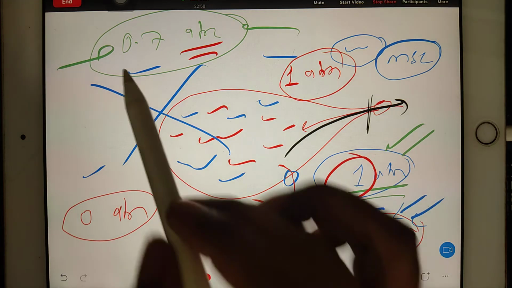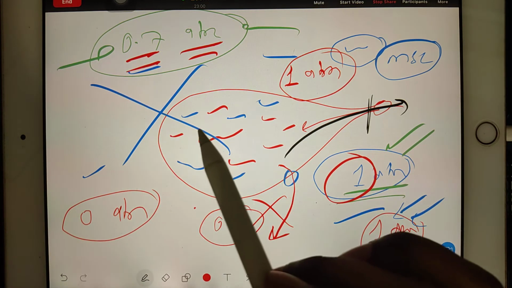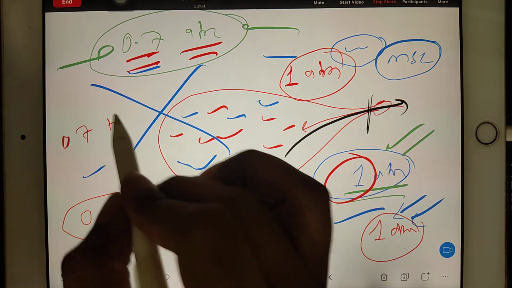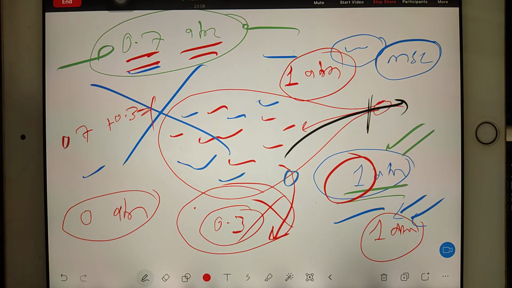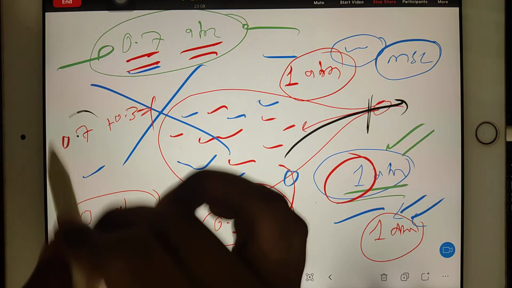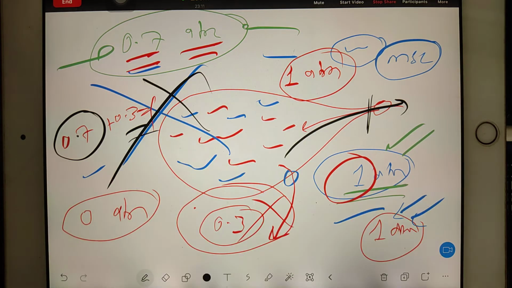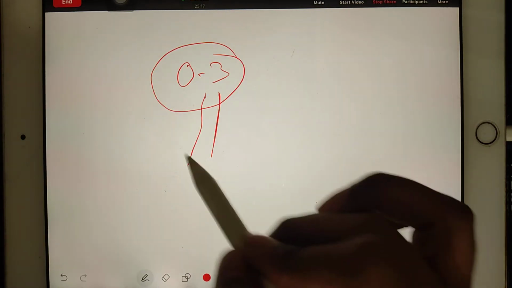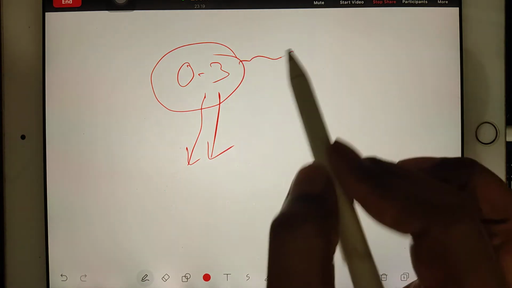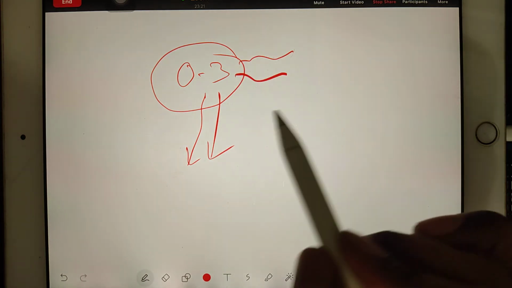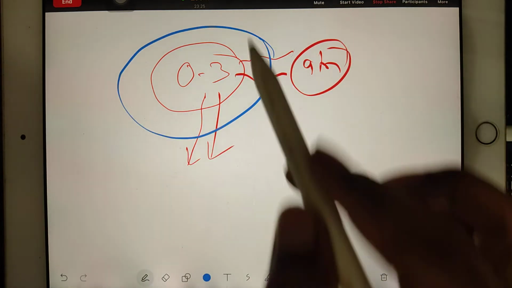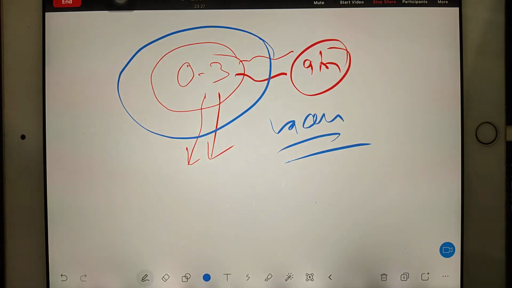But if I say I am experiencing 0.7 atmospheric pressure, it means 0.3 atmospheric pressure is missing, because 0.7 plus 0.3 gives you 1. I hope that's clear. So if I am experiencing 0.7, it means I am missing 0.3. Now the point comes: if you are missing 0.3, it means you are missing those many molecules which were applying 0.3 atmospheric pressure. It means that much vacuum is being created.